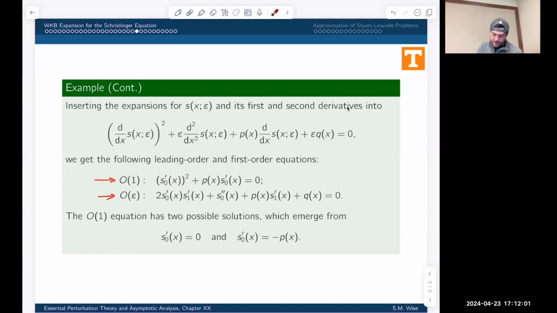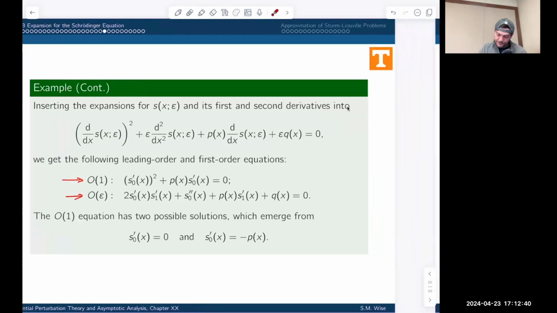The leading order, or order 1, equation has 2 possible solutions because you can see that there's an S naught prime in both terms. We can factor that out. So either S naught prime is equal to 0 or S naught prime is equal to minus P of X. It turns out we have to use both of those. That's going to give us our 2 linearly independent solutions. This works out in exactly the same way that in the O'Connell equation, we got a plus or minus. So we have to take consideration of both the plus and the minus to get 2 linearly independent solutions.